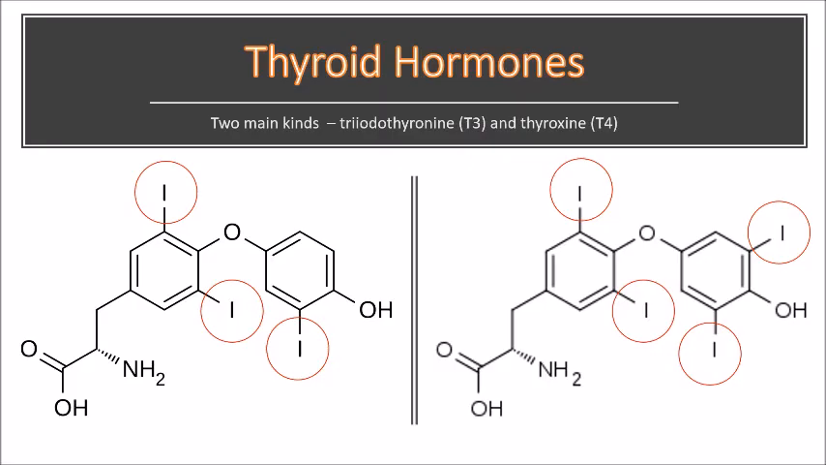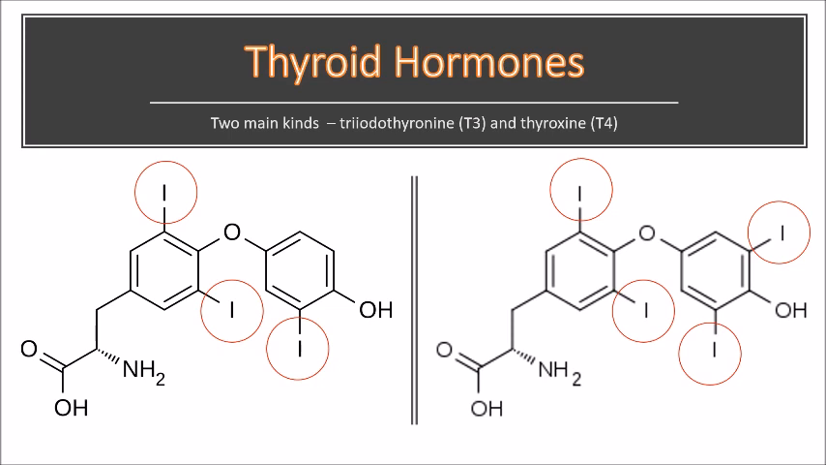So the follicular cells in the thyroid produce two main hormones, and they're known as triiodothyronine, T3, and thyroxine, T4. And the main way we can distinguish between these two is the amount of iodine found attached to the core benzene structure of each of the hormones.